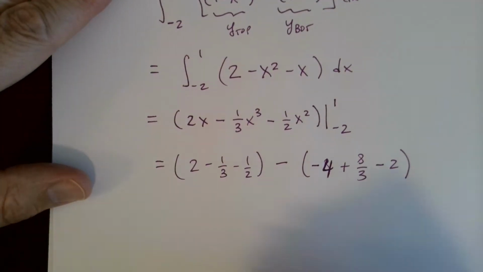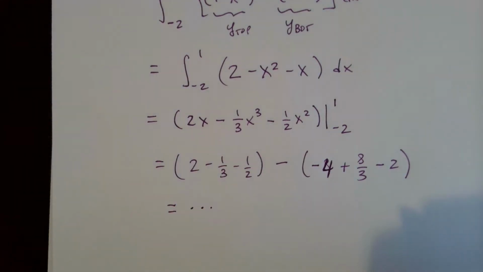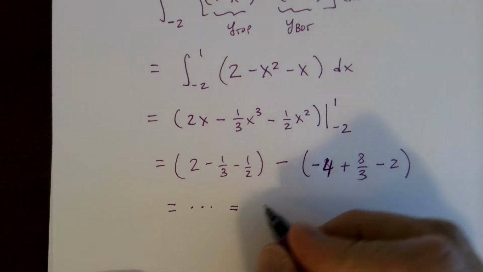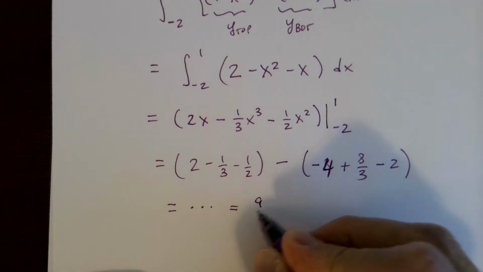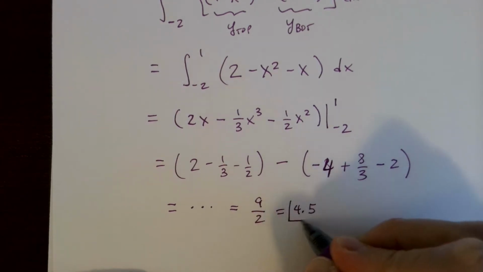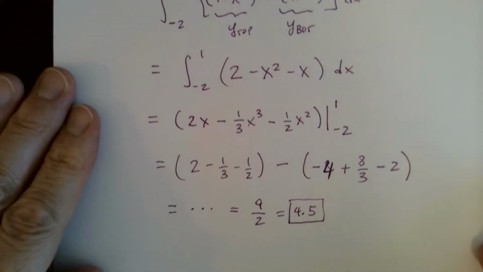Now I'm going to let you do the simplification here. And this comes out to be 9 halves, which is 4.5. Let you confirm that. So 9 halves or 4.5 is what we get there. So that is the area.